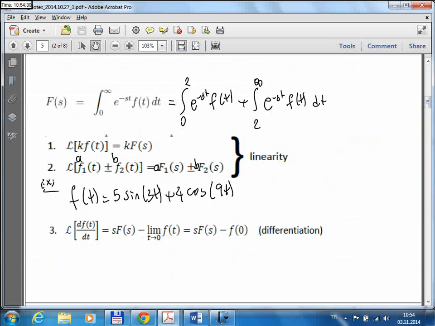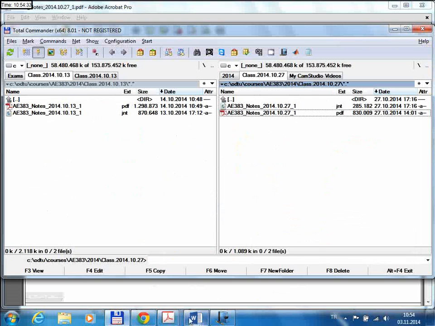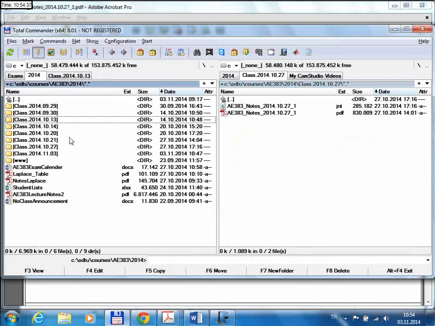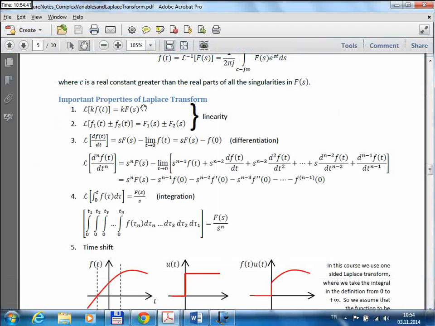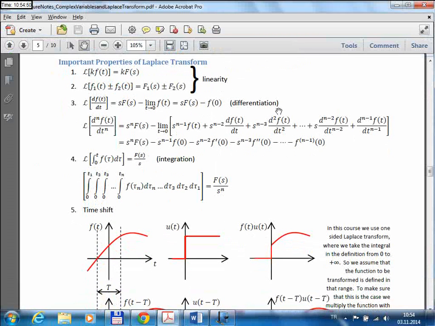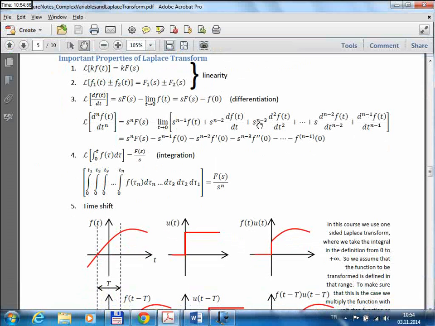So we said that, maybe I should open the other file. Let's see. So these are the properties. So first two properties say that Laplace transformation is a linear operation. And then there's this differentiation property, which, as we will see today, will make our lives very easy.